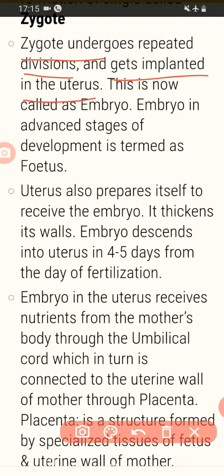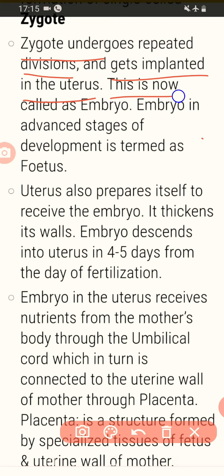Now where will the further development of the zygote take place? It will take place inside the uterus. It gets implanted, which means it gets fixed in the walls of the uterus. As I already told you, to prepare for implanting the zygote, the walls of the uterus become thick every month. If fertilization takes place, then the zygote gets implanted. If there is no fertilization, then menstrual flow starts, which we have just discussed.